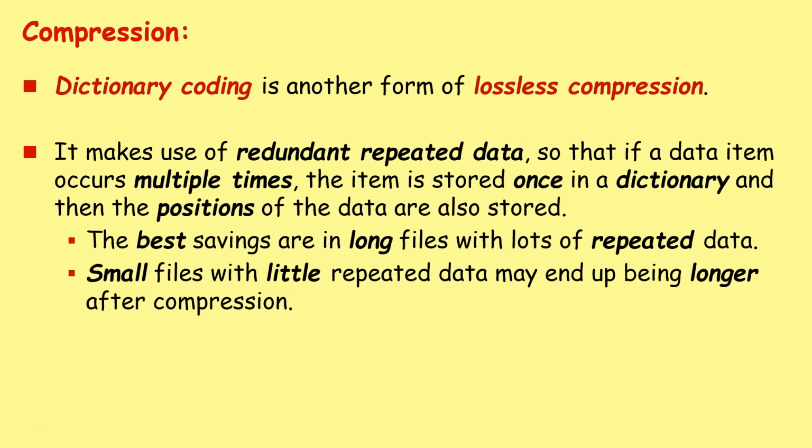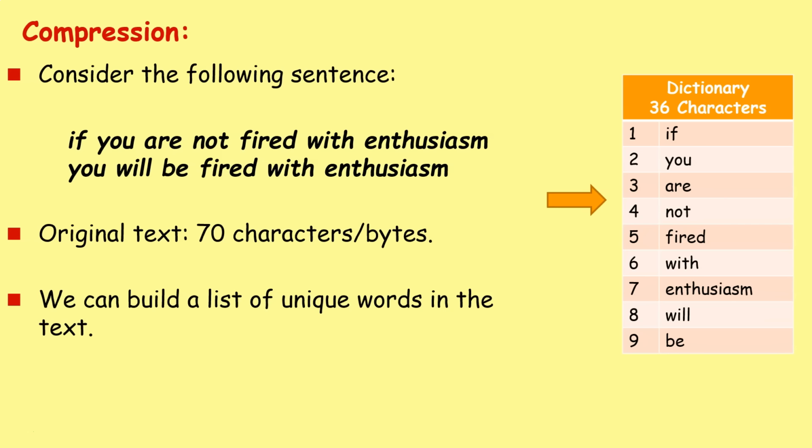Another form of lossless compression is dictionary coding. This makes use of redundant repeated data so that if a data item occurs multiple times, the item is stored once in a dictionary and then the position of that data is also stored. The best savings are in long files with lots of repeated data. Small files with little repeated data may end up being longer after compression. Considering the following sentence: if you're not fired with enthusiasm, you will be fired with enthusiasm.